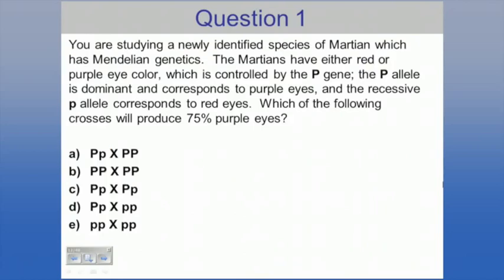So here's a question on section 1. You're studying a newly identified species of Martian. One important thing about genetics is that it can be any species with Mendelian genetics. The same principles apply. And these Martians have either red or purple eyes, controlled by a P gene. Big P is dominant, and you have purple eyes. If you have two copies of little p, then you have red eyes. Which of the following crosses will produce 75% purple eyes?